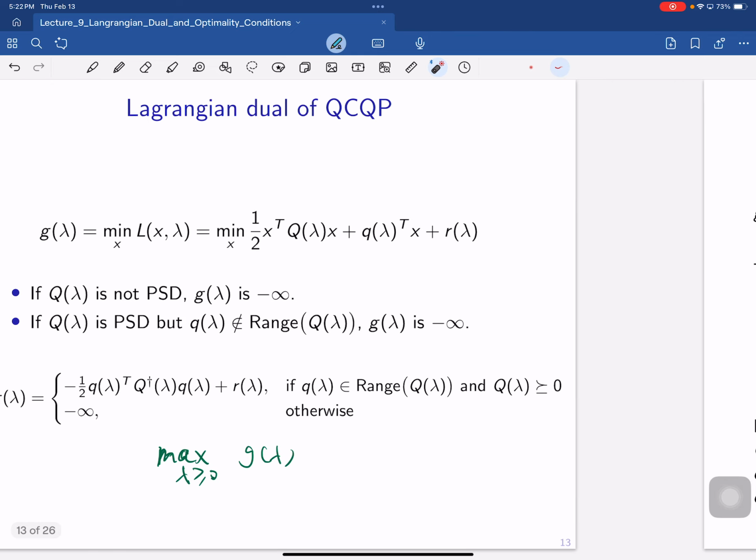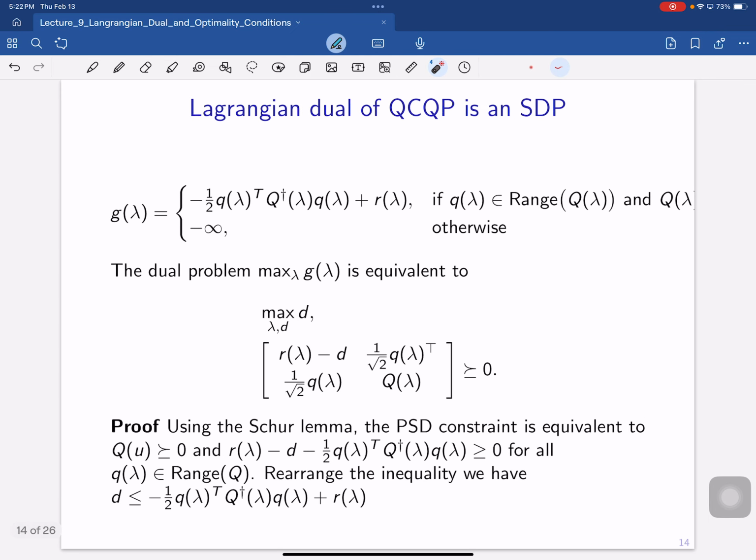And this is where the Schur's lemma comes into play. You can prove that this condition is equivalent to formulating the dual problem as a semi-definite program, okay, using the Schur's lemma. So let's show it very quickly, right? Now, this is a block matrix, right? This is 1D, and then this block is dimension n, right? So Q lambda is dimension n because Q is a square matrix.